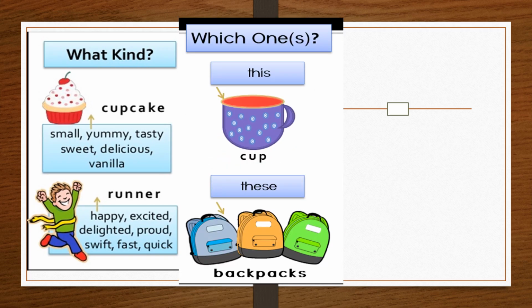Now next is which one. Adjectives tell us which one. For example, this is a cup. These are backpacks. So this and these are adjectives.